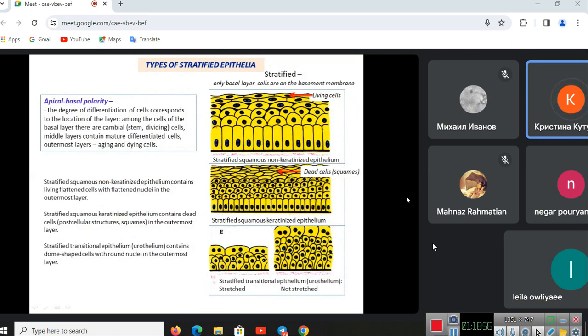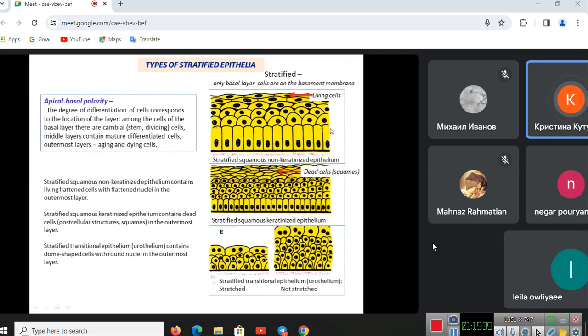So in stratified epithelia, only the basal layer of cells is located upon the basement membrane. All other cells have contacts only with other cells. Apical-basal polarity here is the degree of differentiation of cells, which corresponds to the location of the layer. So the stem cells will be located in the basal layer, the cells in the process of maturation in the next layer, then mature, aging, and dying cells finally at the top layer.